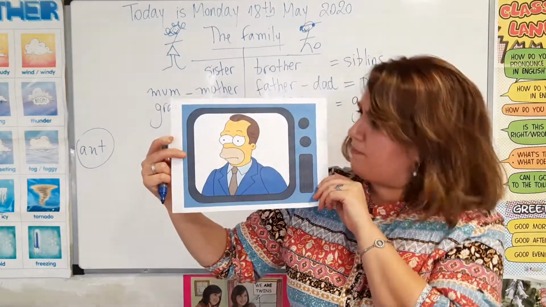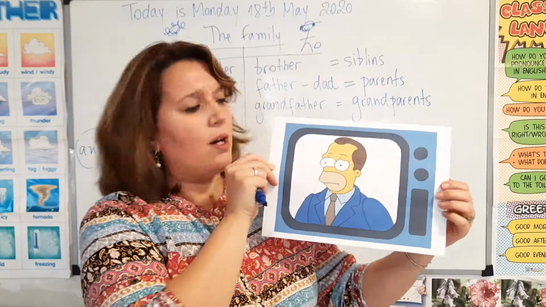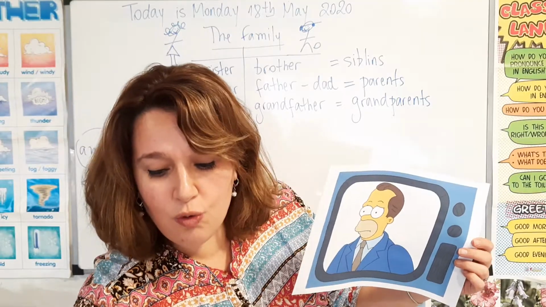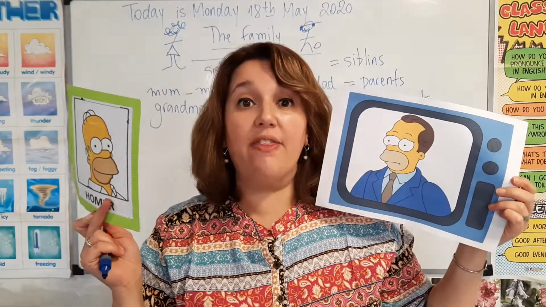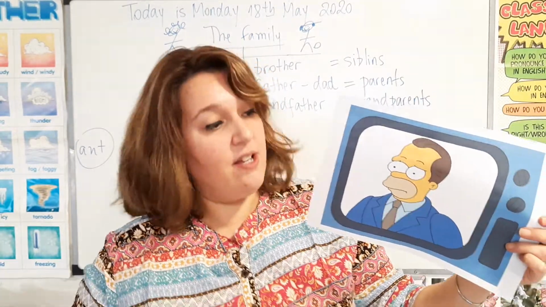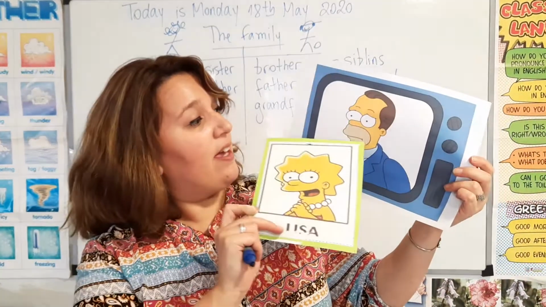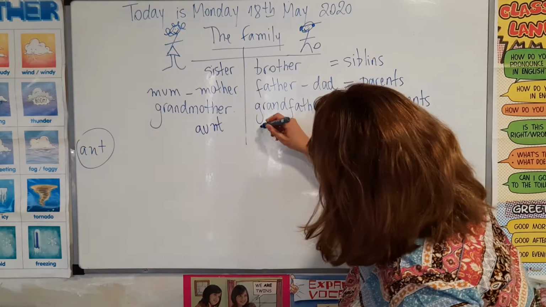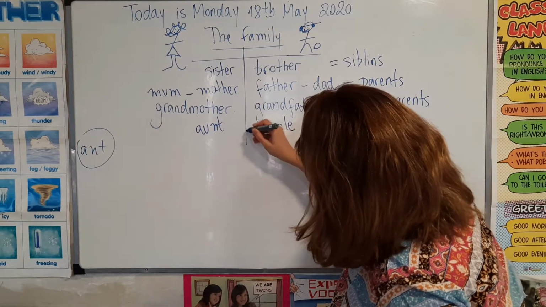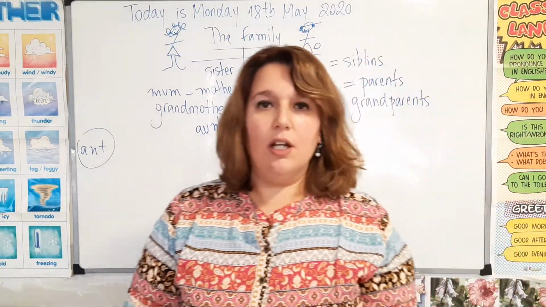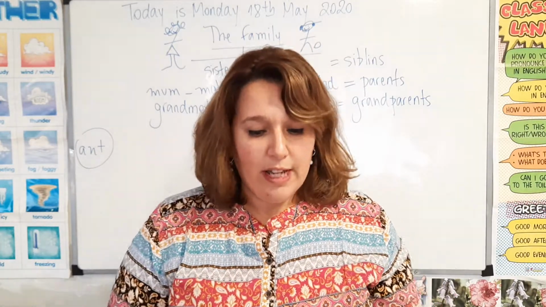And here, do you know him? This is Herb. This is Homer's brother. Yes. So, if we have this relationship, Lisa and Herb, Herb is Lisa's uncle. Yes, uncle. Right? And we don't have anything here. The two together, you can't. Right?